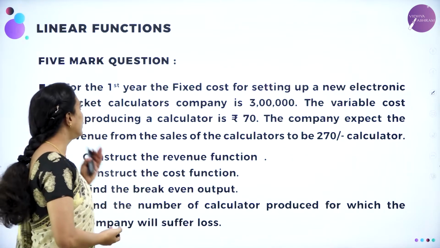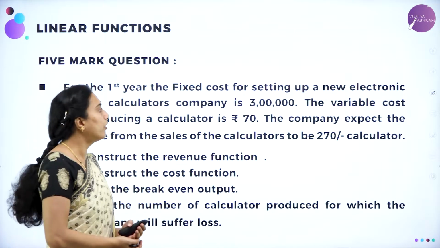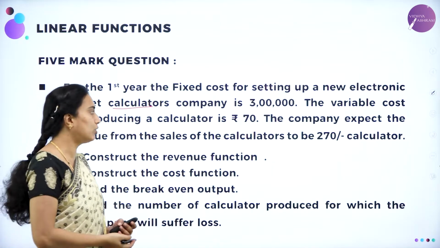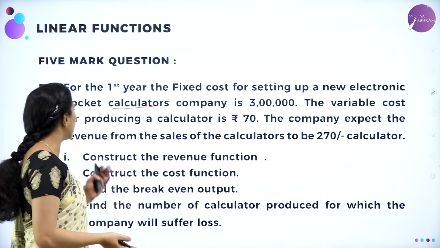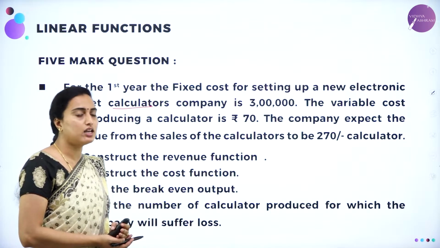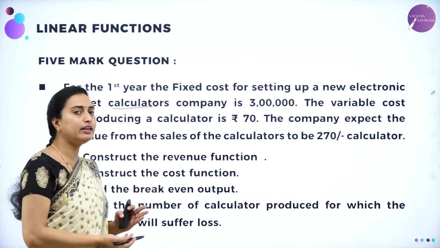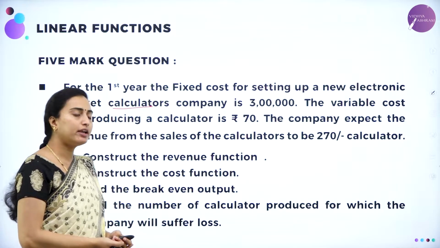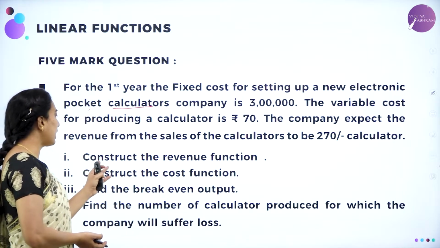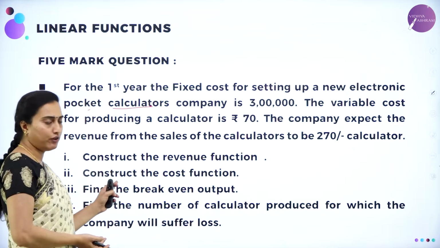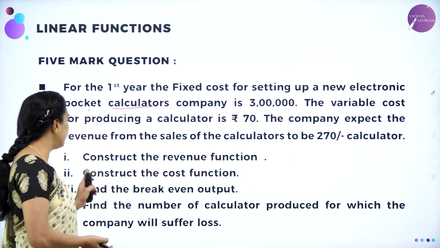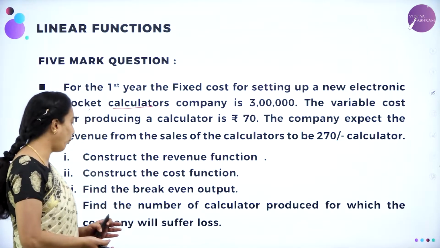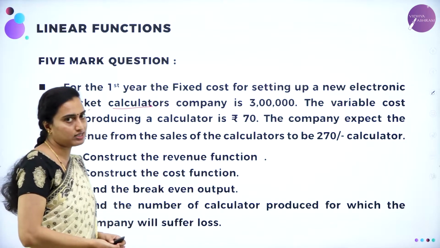What they've asked here: for the first year, the fixed cost of setting up a new electronic pocket calculators company is 3 lakh. The variable cost for producing a calculator is rupees 70. The company expects the revenue from the sales of the calculator to be 270 per calculator. Now you need to construct the revenue function, construct the cost function, find the break-even output, and find the number of calculators produced for which the company will suffer loss.